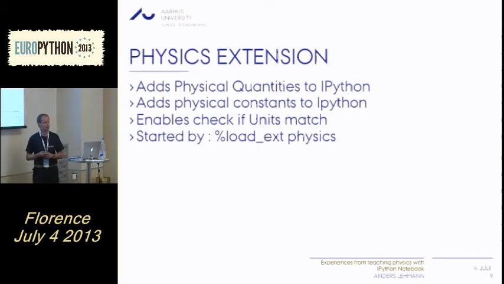Apart from these physical quantities and the way that you can calculate with them, the physics extension also adds a large number of physical constants to the iPython notebook, so that you don't have to define gravity or the mass of Earth and all those things. They are defined in the physics extension, sometimes with strange names, but that's how it is. So as I said, you can check if the units match your expectations, and you have to use some iPython magic in order to start it. So let's see how it works just quickly.